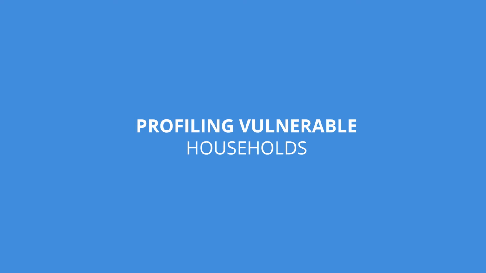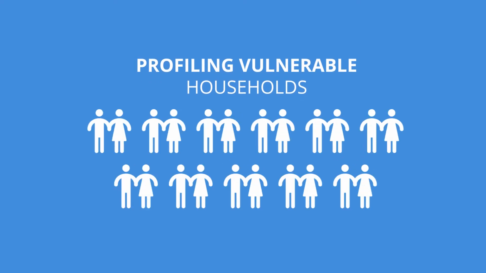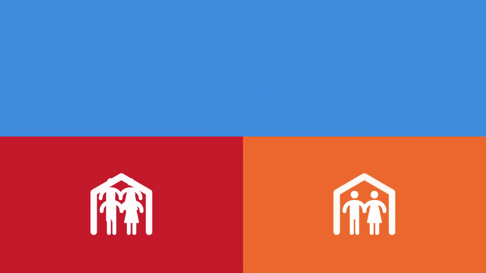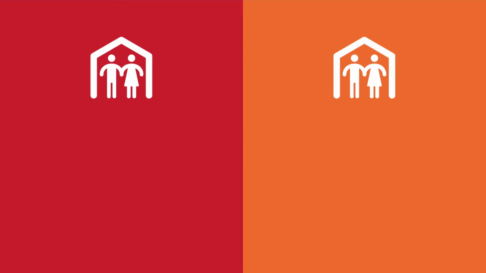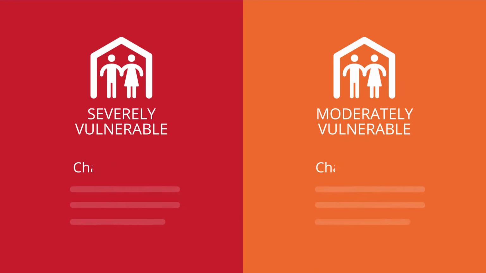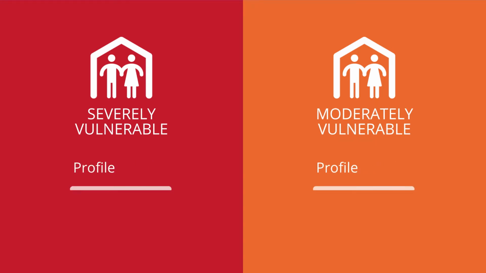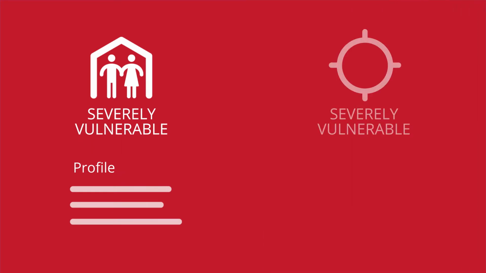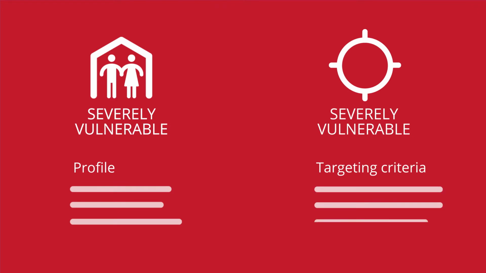Profiling vulnerable households. Now you know how many people are vulnerable, but who are they? You can describe them through analyzing what characteristics the households in each vulnerability tier have. This process is called profiling and is a key output of an essential needs assessment.